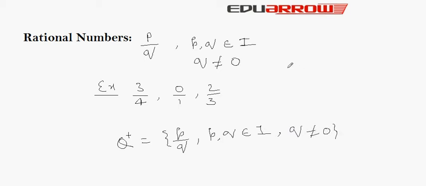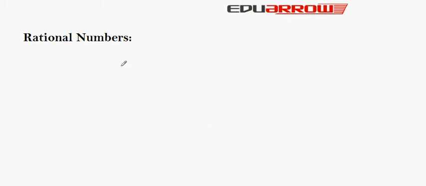Now, let's verify this definition by taking an example again. 3 by 4. 3 by 4 is a rational number because 3 and 4 both are integers and 4 is not equal to 0. So, this number satisfies both the conditions. So, this is a rational number.